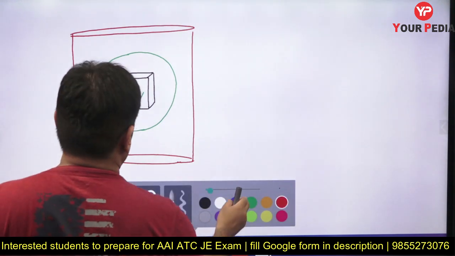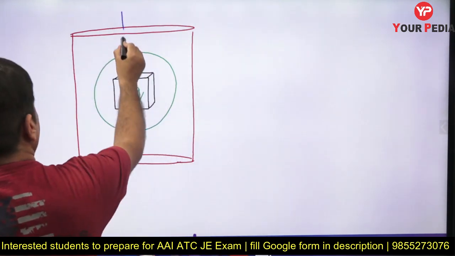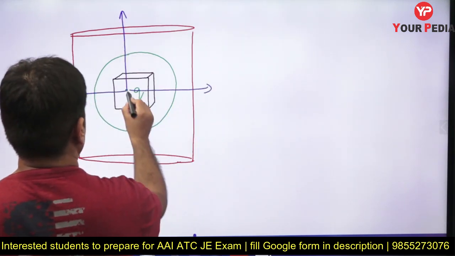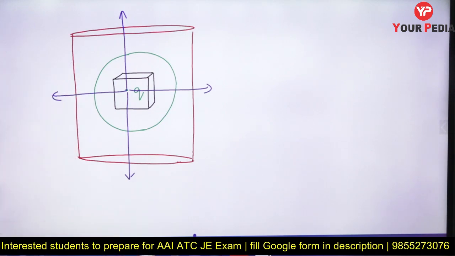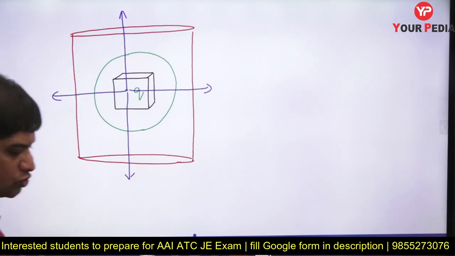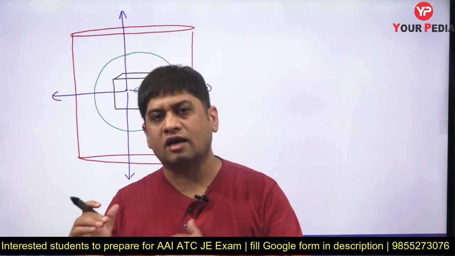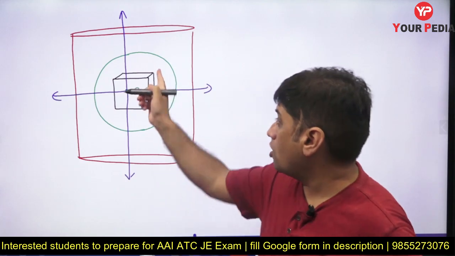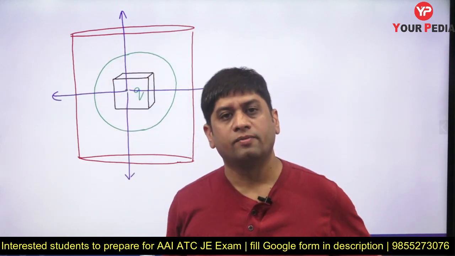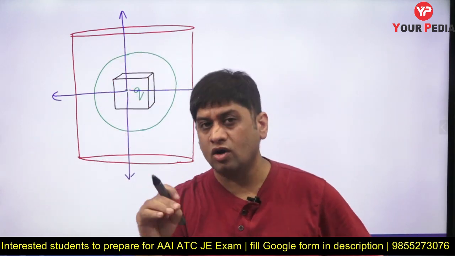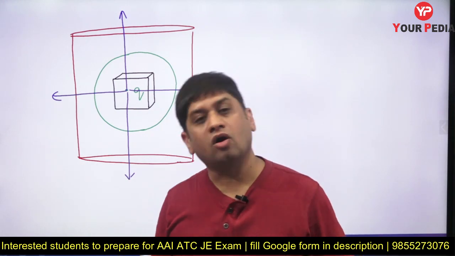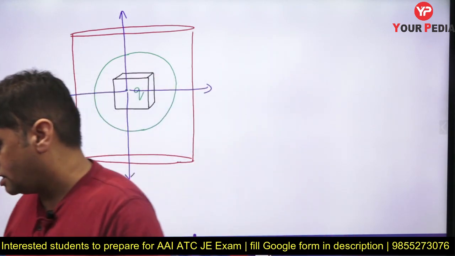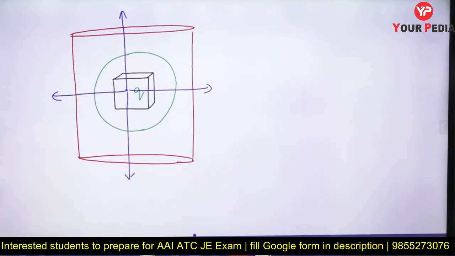Whatever electric field lines are to come from this charge, let us say 4 electric field lines are coming. I am giving an example. Let us say 4 electric field lines are coming from this charge. My question to you is, how many lines are cutting the cube? 4. How many lines are cutting the spherical shell? 4. How many lines are cutting the cylinder? 4. That means electric flux does not depend upon the size and shape of the container. The only thing you need to see is whether that charge is kept inside that particular container or not. That is very, very important.